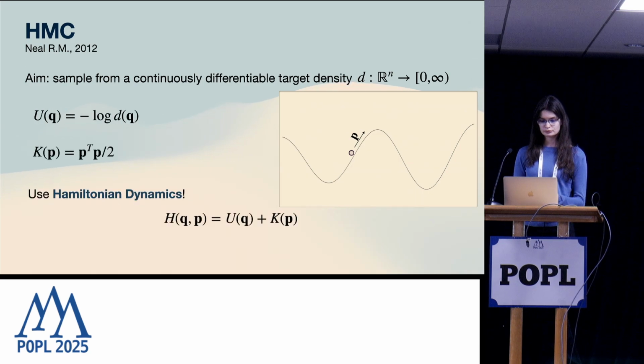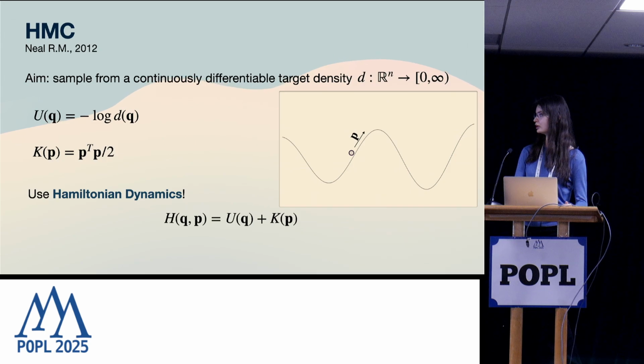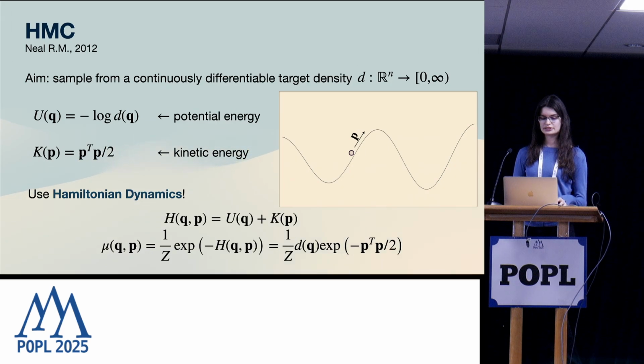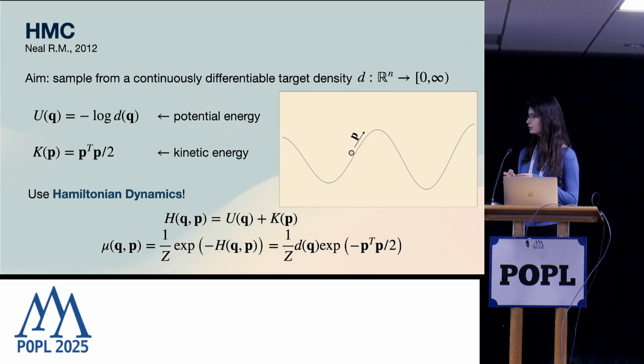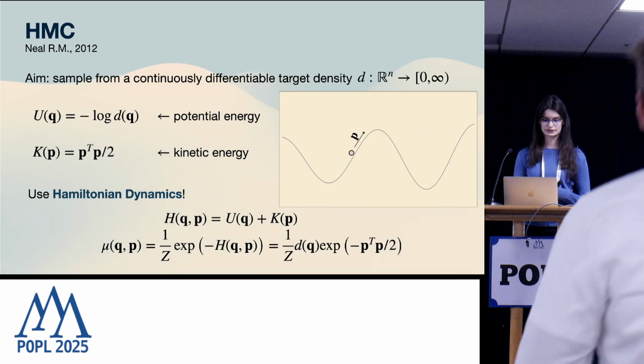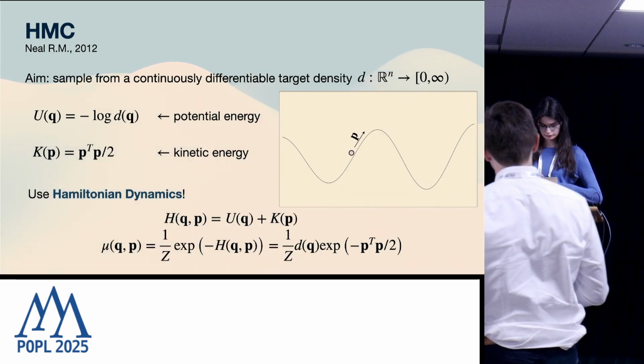Okay, so to do that, we can use Hamiltonian dynamics, and the system is described by the Hamiltonian H, which is the sum of the kinetic and the potential energy. So now we'll have states formed of position Q and momentum P, and at the end we will have draws from this distribution mu. So since we can see that Q and P are independent, we can just ignore the draws for the momentum P, and then our draws for Q are going to be from the target density D. So that's what we want.